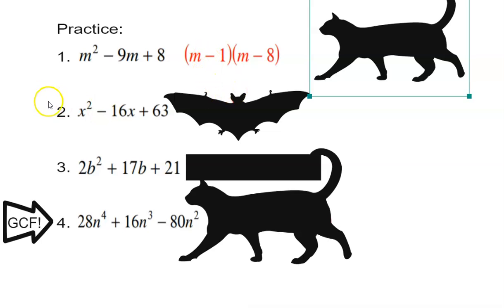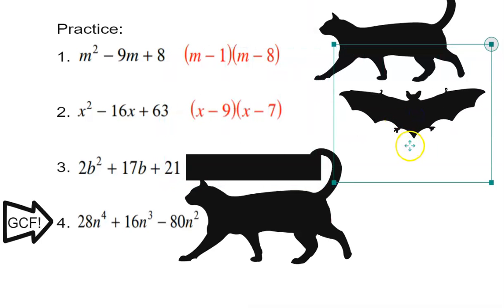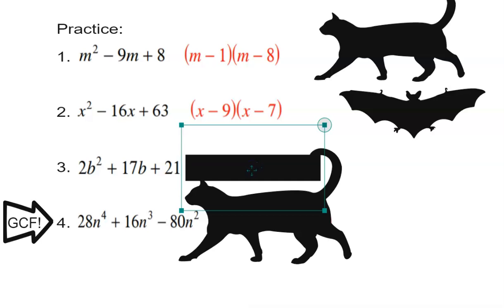Okay? All right, number 2, x squared minus 16x plus 63. 63 was a big number. Might have been a little tough. So let's see if you got it. Did you get x minus 9, x minus 7? I hope so. What about 3? We got 2b squared plus 17b plus 21. This one, you had an a value of 2. So you had to think about what to do with that 2, depending on which method you used. So let's see, did you get it?